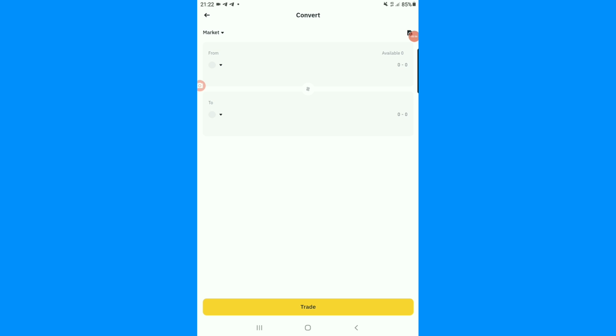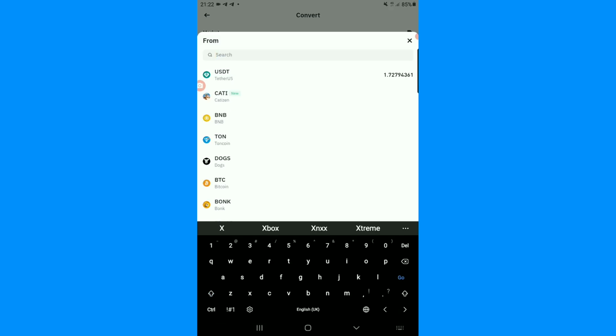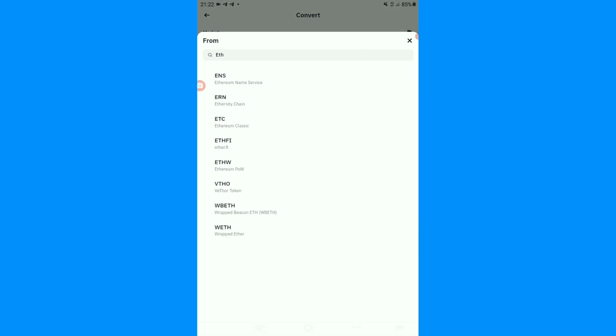So tapping on Convert, the next thing I have to do is to make sure that the first crypto at the top should be Ethereum, and the crypto that I'm going to convert to should be USDT. So I'll have to search for Ethereum. I'm looking for Ethereum. I search for Ethereum. Okay, so look at it. I'll just tap on it.